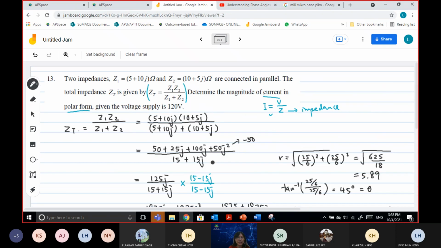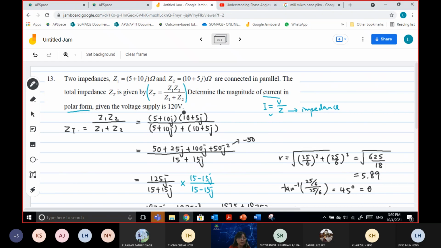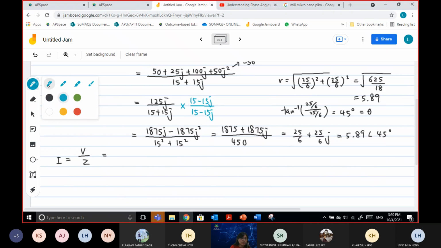For the next one, you need to determine the current in the polar form, which is I equals V over Z. The V is the voltage given as 120, so let's put 120 in the polar form, and then the Z you already obtained as 5.89 angle 45 degrees. So now let's calculate.